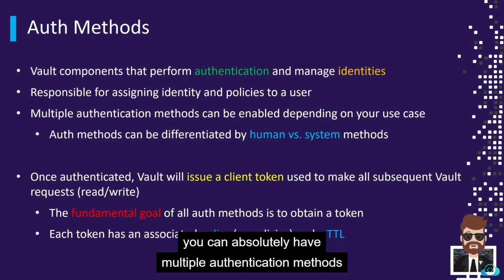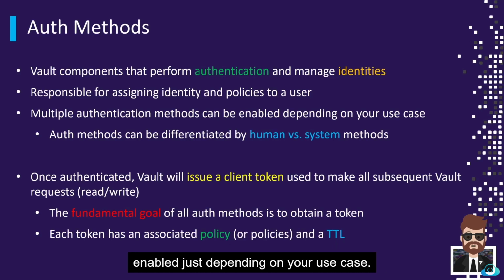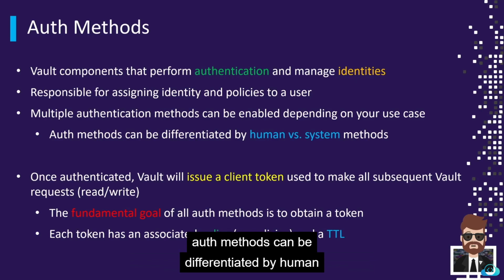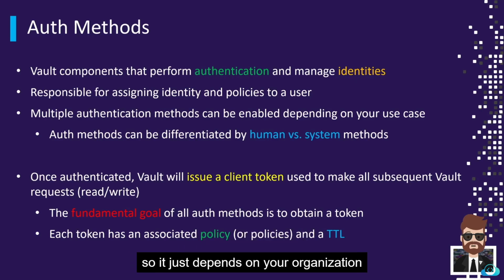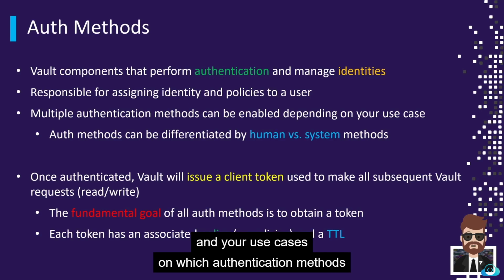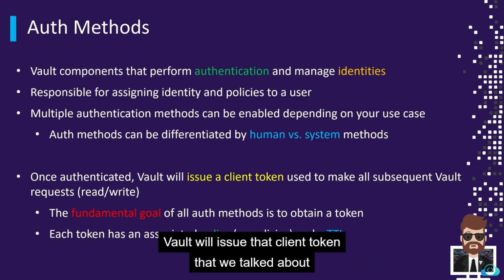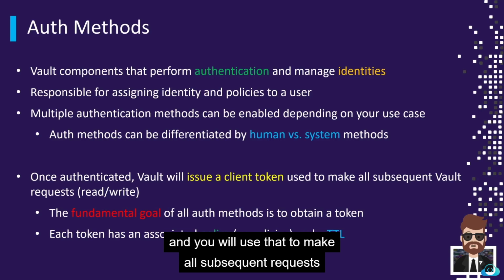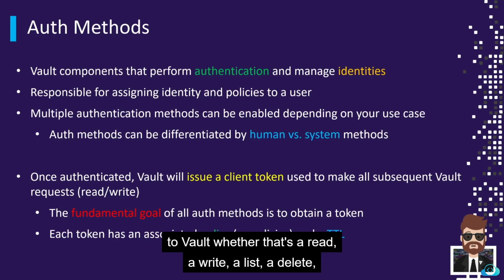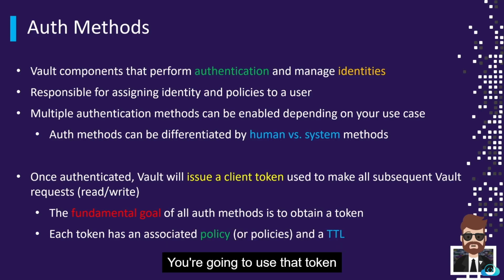Now, when you're working with Vault, you can absolutely have multiple authentication methods enabled, just depending on your use case. Now, as I mentioned before, auth methods can be differentiated by human versus system methods. And so it just depends on your organization and your use cases on which authentication methods to use and really how many to use. Now, once you are authenticated to Vault through an auth method, Vault will issue that client token that we talked about, and you will use that to make all subsequent requests to Vault, whether that's a read, a write, a list, a delete, it doesn't matter. You're going to use that token over and over again until it expires.